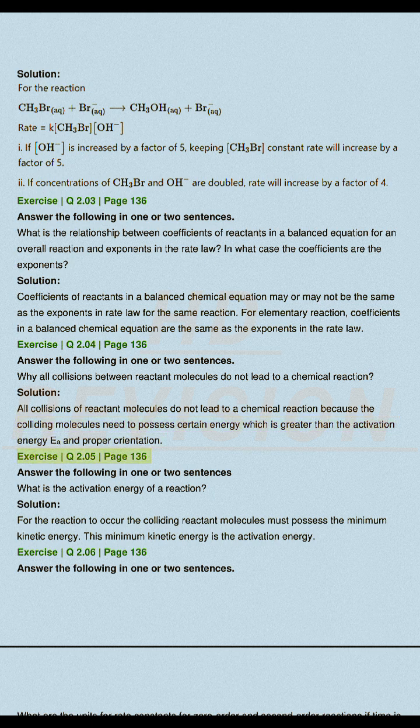Exercise Q 2.05, page 136. Answer the following in one or two sentences. What is the activation energy of a reaction? Solution. For the reaction to occur, the colliding reactant molecules must possess the minimum kinetic energy. This minimum kinetic energy is the activation energy.